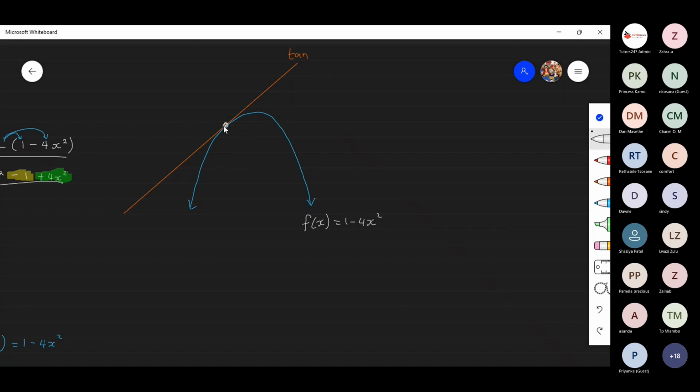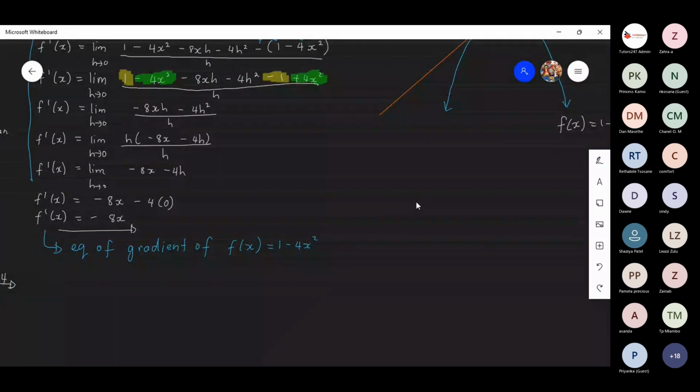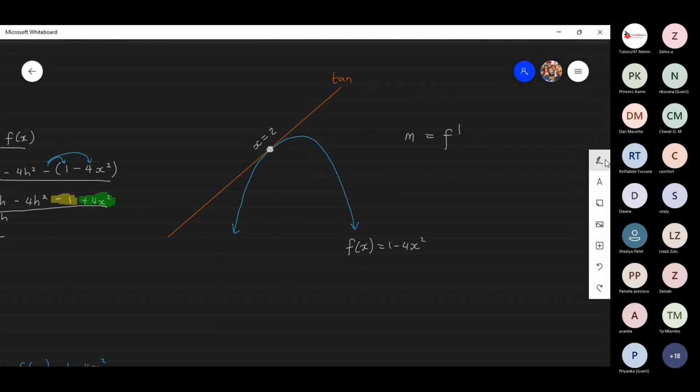So at this point where our tangent touches our graph, that is x equals 2. So we don't need the y value in order to calculate the gradient. We only need the y value in order to calculate the equation of the tangent. Keep that in mind. So in order for us to calculate the gradient, we need to have the first derivative. And what is our first derivative? We previously calculated that in question 7.1.1. That was negative 8x.